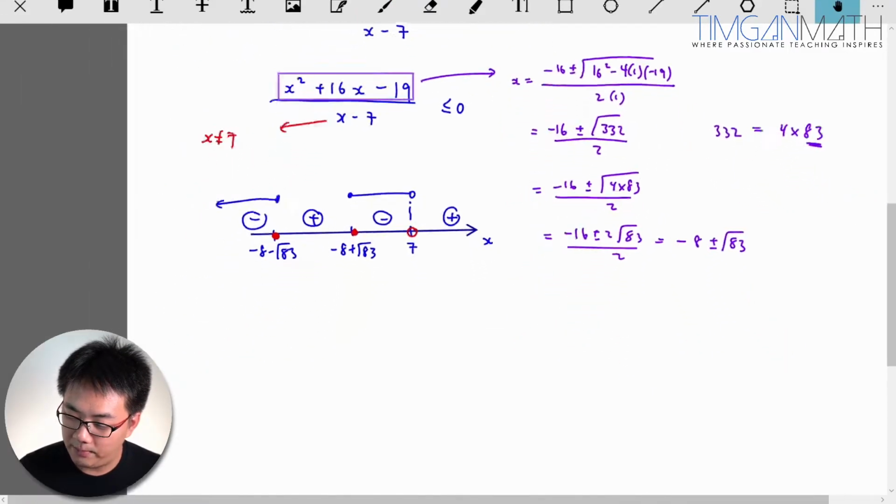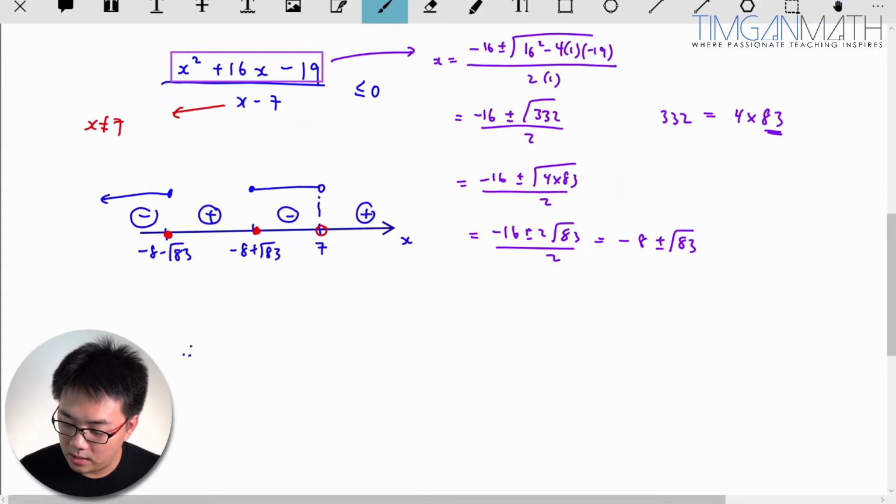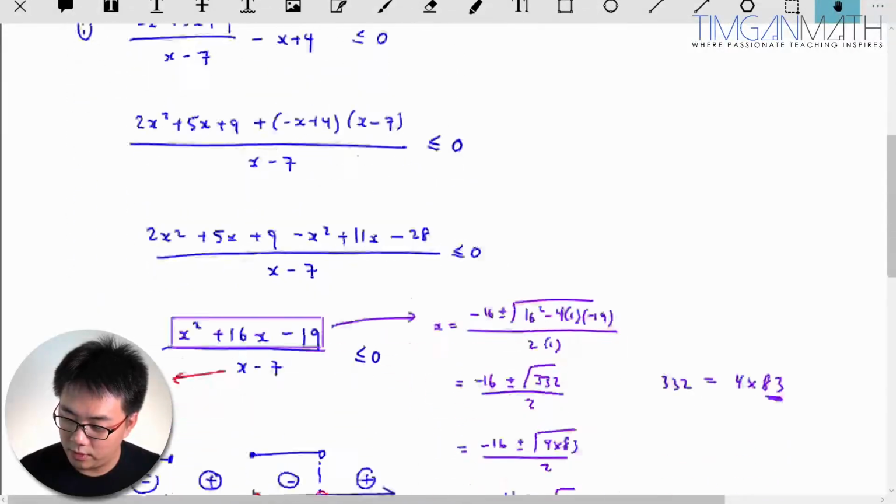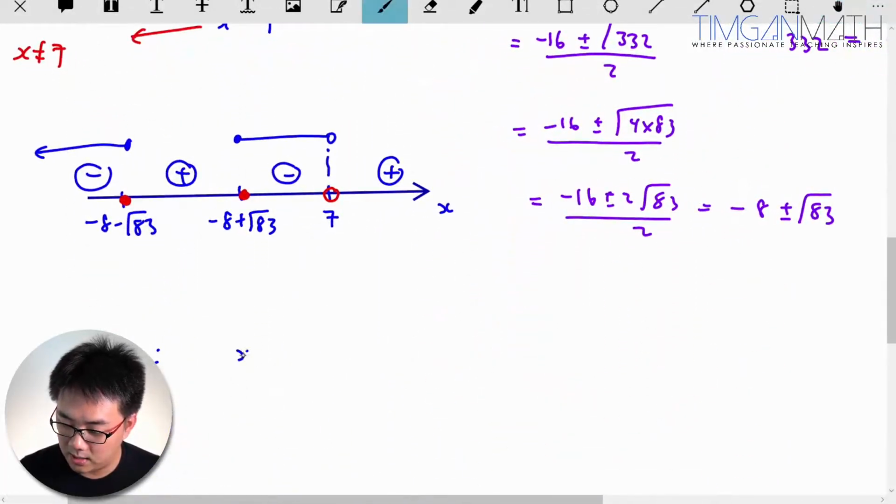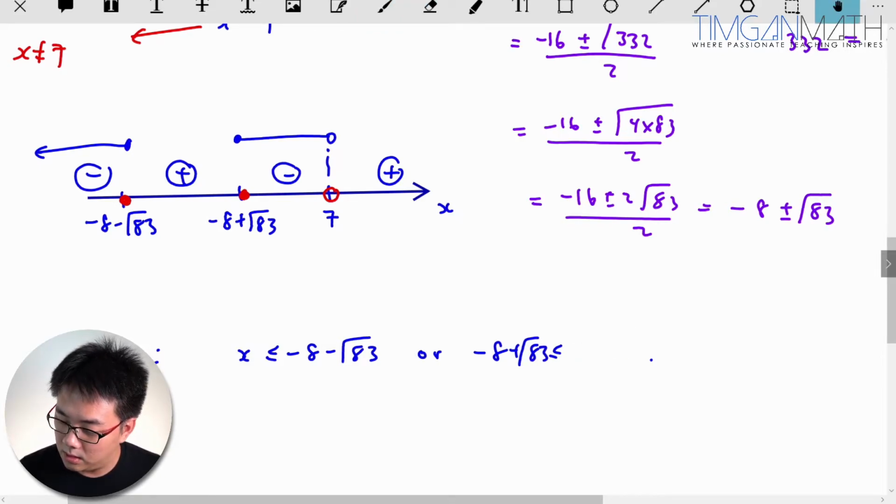Okay, so did they ask for solution set or just solve? Right, solve is fine. So this will be x less than or equal to minus 8 minus root 83, or x between minus 8 plus root 83 and 7. So this is the solution that you get. I hope that's the answer. This is actually my first time doing this.